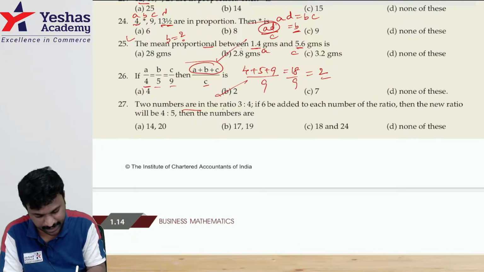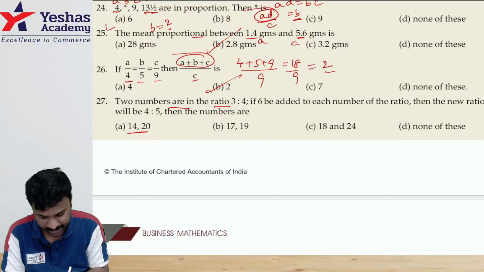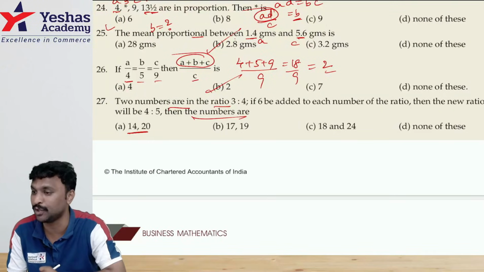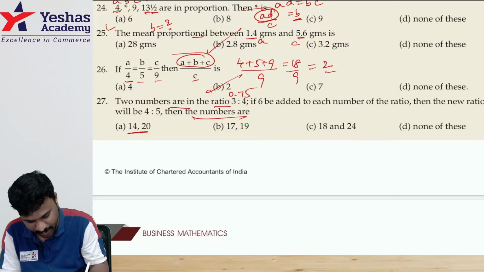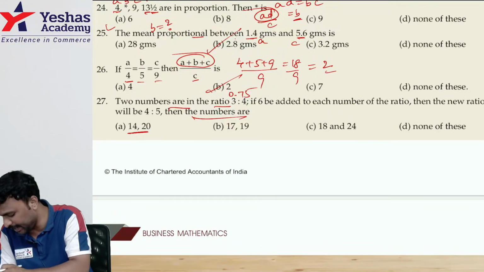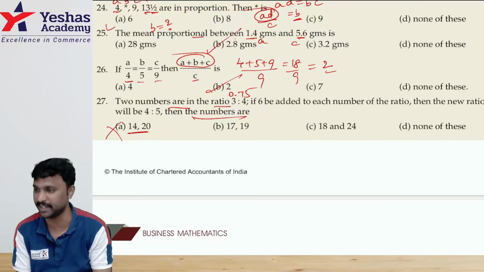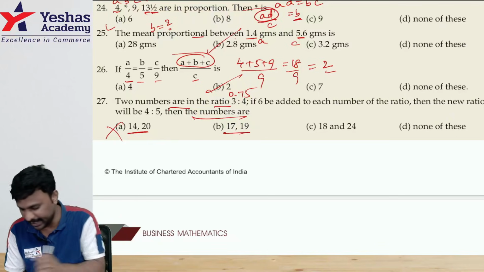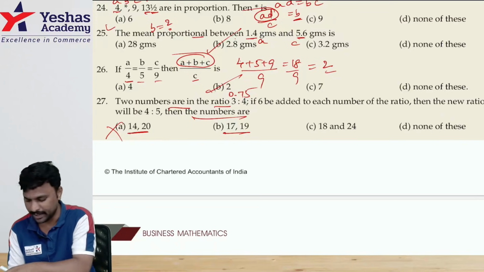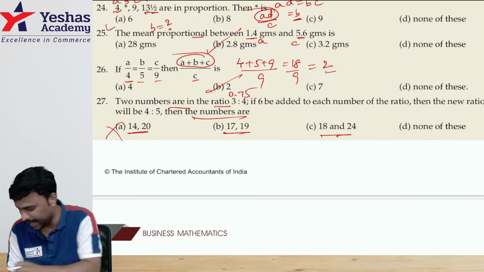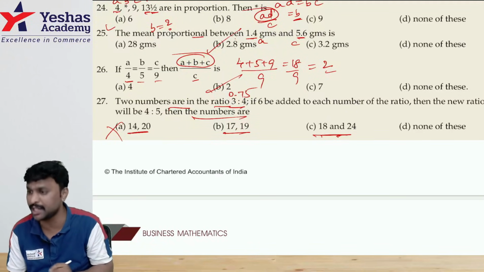Two numbers are in the ratio 3:4. First of all, are these numbers in the ratio 3:4? Definitely no. 3 by 4 is 0.75, is it not? But 14 by 20 is what? It's 0.7. The first option doesn't satisfy the first condition. 17 by 19 definitely doesn't give you 0.75. How about this? 18 by 24. It is 0.75. Yes, the first condition is satisfied.